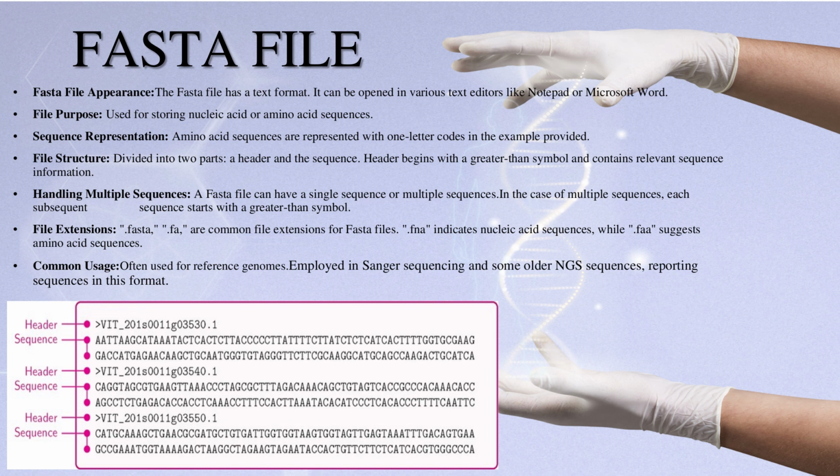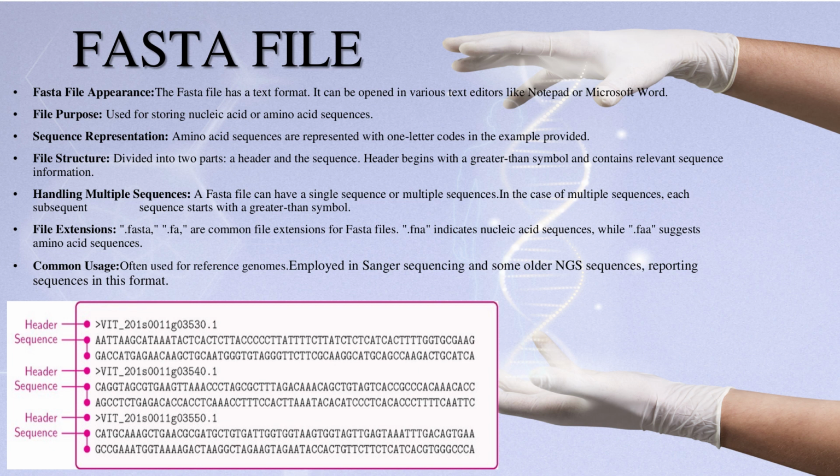Each FASTA file is divided into two parts, a header and the sequence. The header always begins with a greater than symbol and includes relevant information about the sequence. A FASTA file can either contain a single sequence or multiple sequences. If it has multiple sequences, each subsequent sequence will begin with another greater than symbol. The line containing information is followed by the sequence.